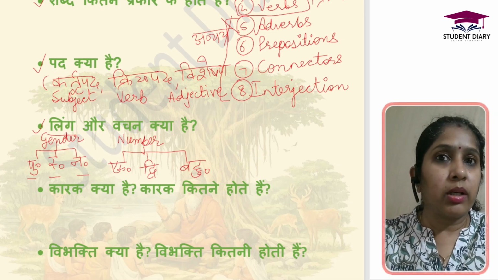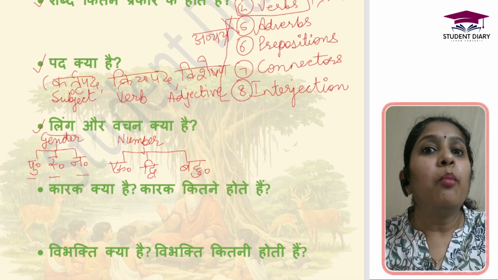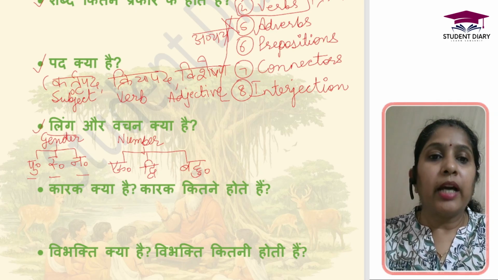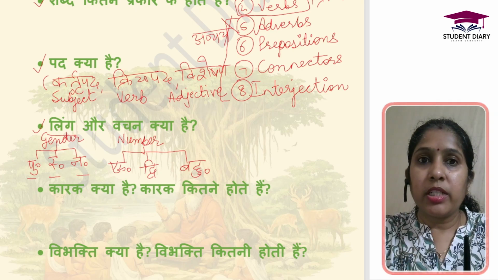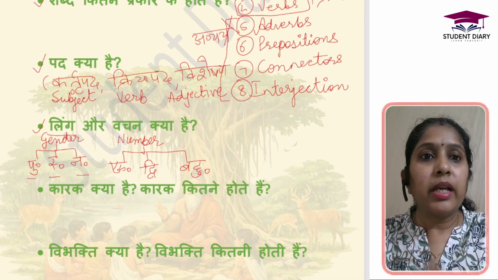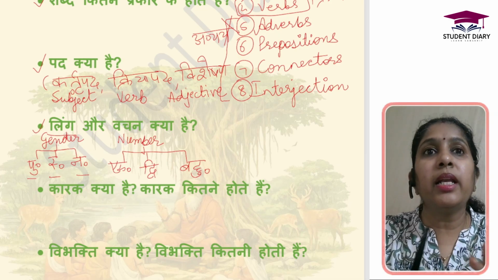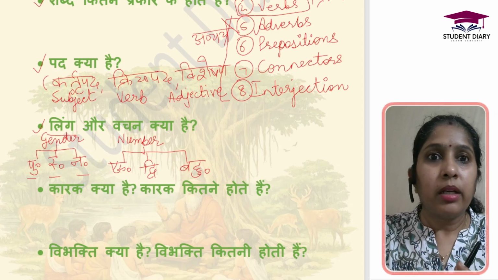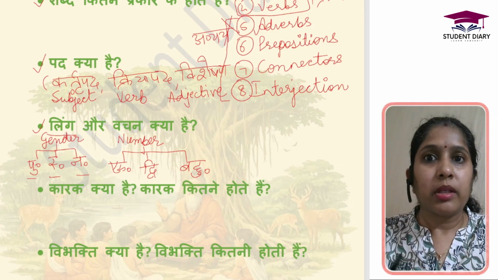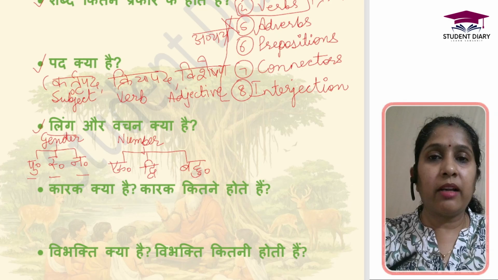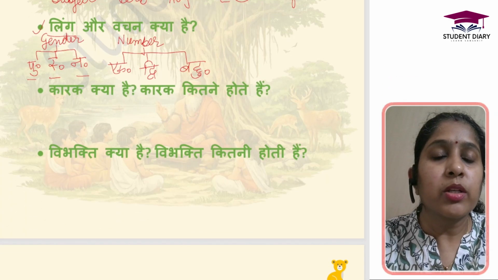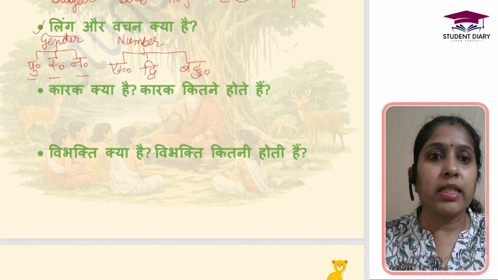Many people, may two don't come. You have to talk about more than two. Fine. I hope everyone has understood about the gender and the number. Till now we have done the shabd, pad, shabd kitne prakar ke hote hain, then what are the genders and what are the numbers and how many are those, right? These all will be very helpful while learning the Shabdroops. So you should know each and everything nicely.